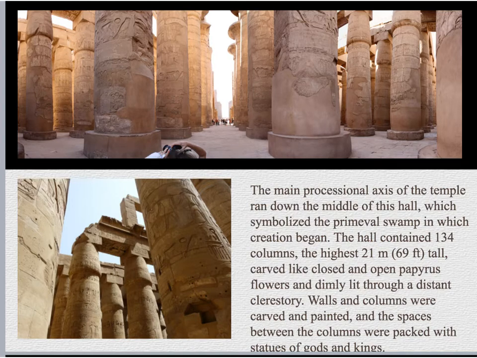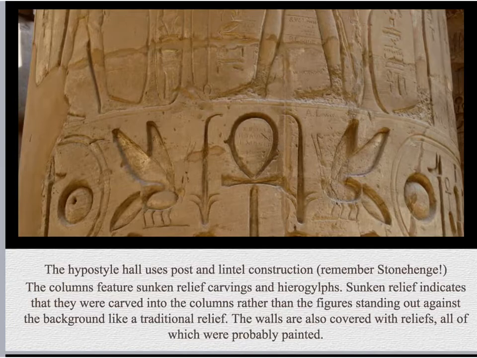All of these columns and the walls were very, very highly decorated and carved. So you can see the columns are just covered in relief carvings. And they would have been brightly painted, which most of that is not left today. Here's another close-up that does a good job of showing these relief carvings.